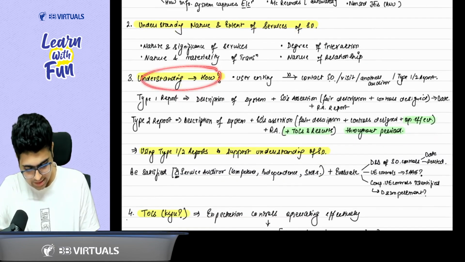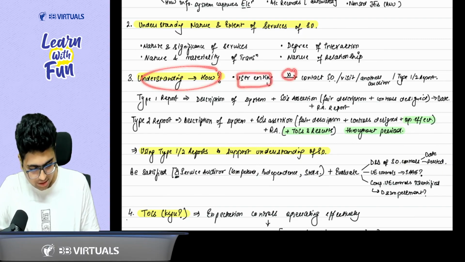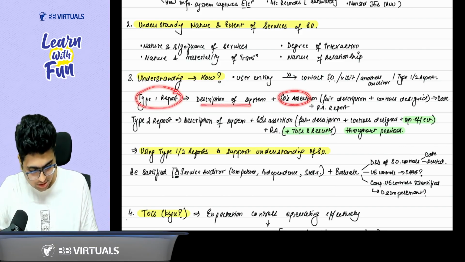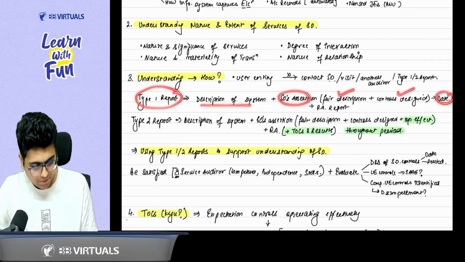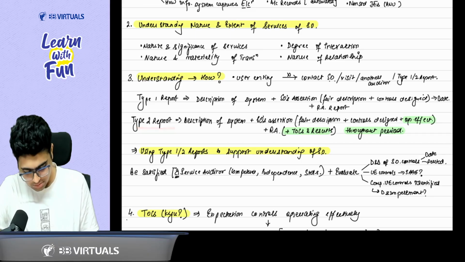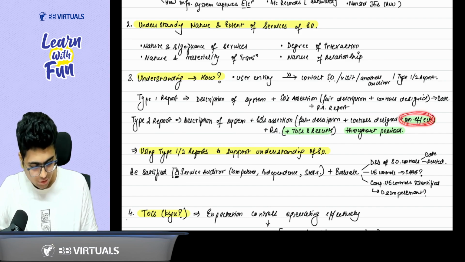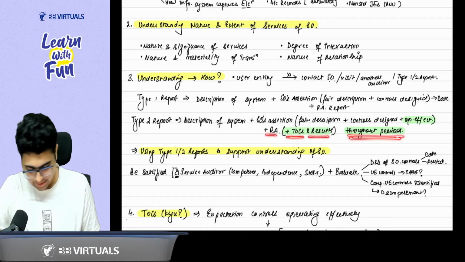How to get this understanding from the user entity? If not able to get it, contact the SO through the user entity, visit them, take the help of another auditor or take a type 1, type 2 report. Type 1 report talks about the description of system, SO's assertion that it is a fair description, controls are properly designed on a particular date, and a reasonable assurance report on all of this. Type 2 report is also similar: description of the system, SO's assertion, fair description, controls are designed, but additionally it talks about the operating effectiveness of control, reasonable assurance plus TOC and results throughout the period.